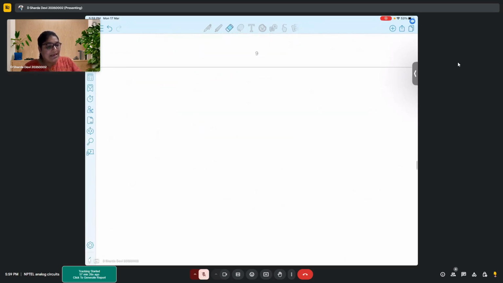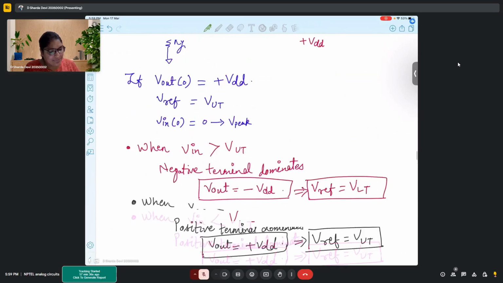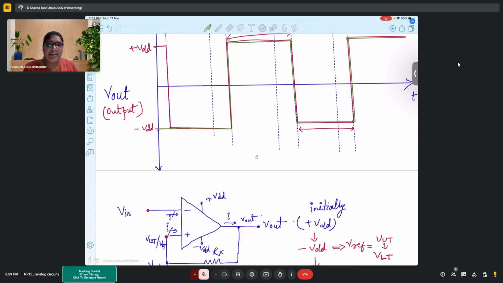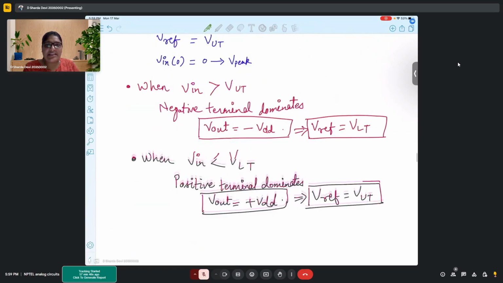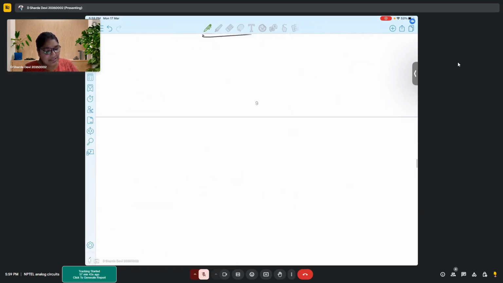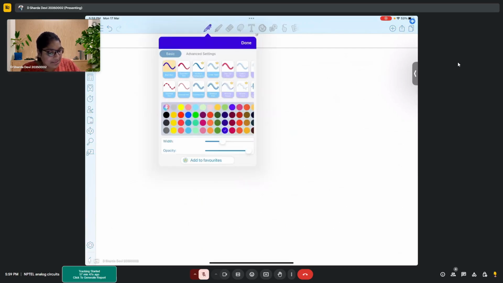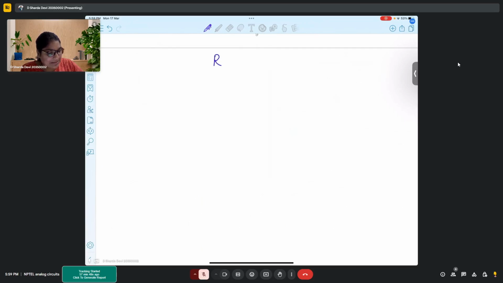So till now, we are done with the comparator and then Smith trigger. Then we said we will move to oscillator. As we have seen, we are generating a square wave. So if a square wave is generated, I can say it is a relaxation oscillator. But what is an oscillator? What was the definition that we need to keep in mind? What is an oscillator?